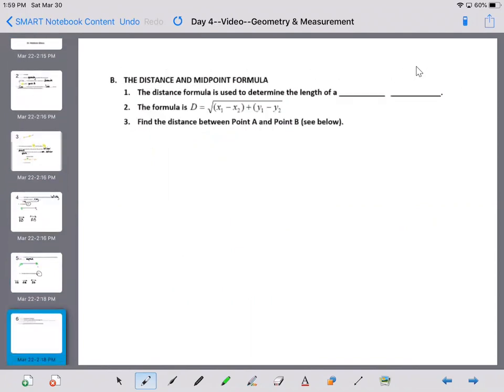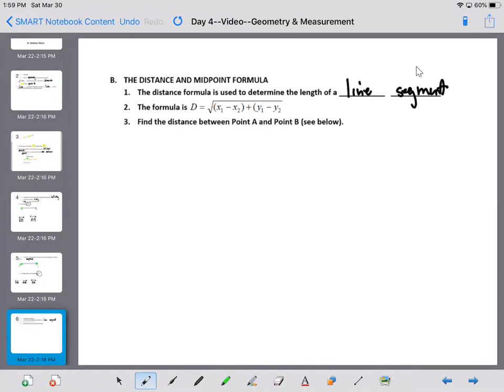So let's look at the distance and midpoint formulas. Distance formula is definitely something you can use when you're finding the distance between 2 points. If it's on a coordinate plane, we can use a variation of that with the Pythagorean theorem. So we'll see how the Pythagorean theorem and the distance formula work together. The distance formula is used to determine the length of a line segment. How far is this measurement?